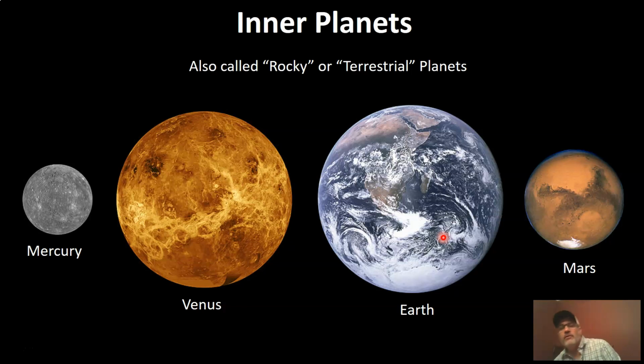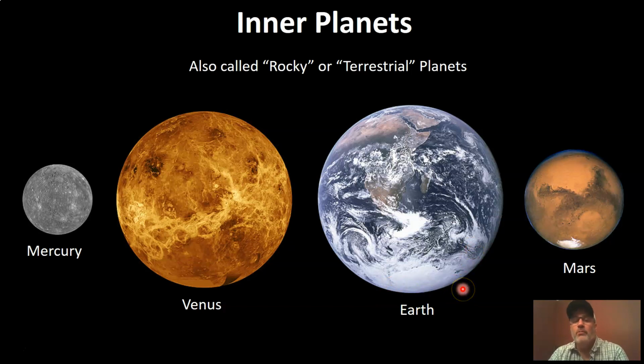So our inner planets are also called rocky planets. These are pretty good images that show you what the surfaces of these planets look like. You can see here that we have Mercury, which has a surface much like the moon. It's heavily cratered. This is Venus. As I think we learned yesterday, it has a really thick atmosphere. It's our hottest planet.